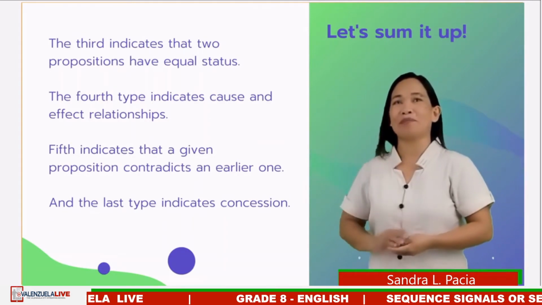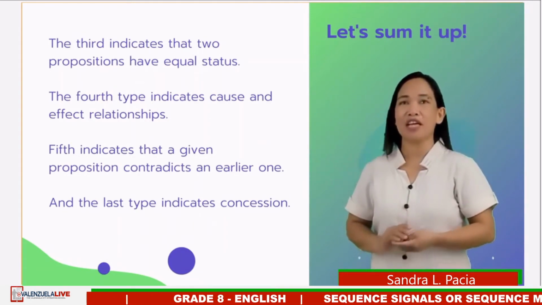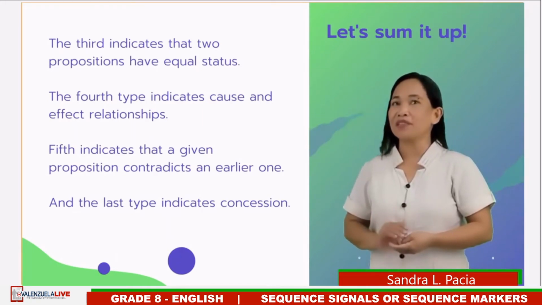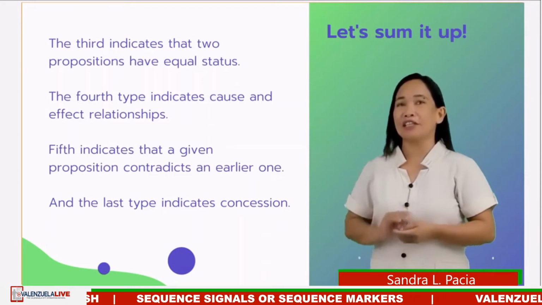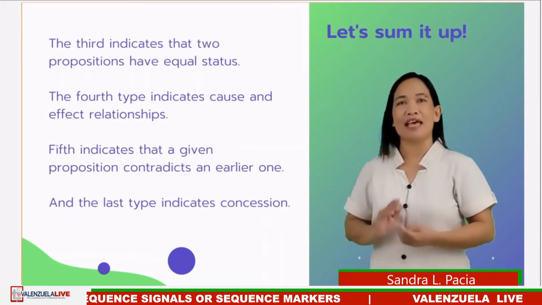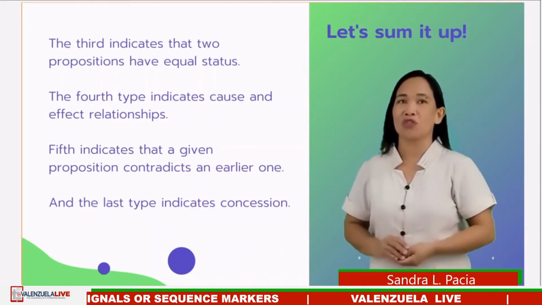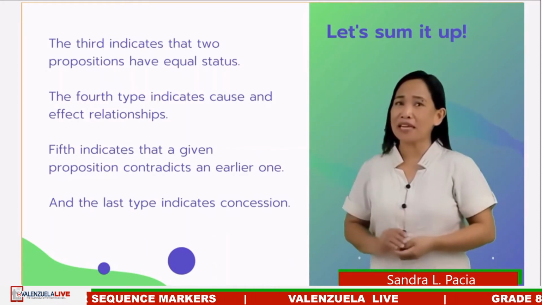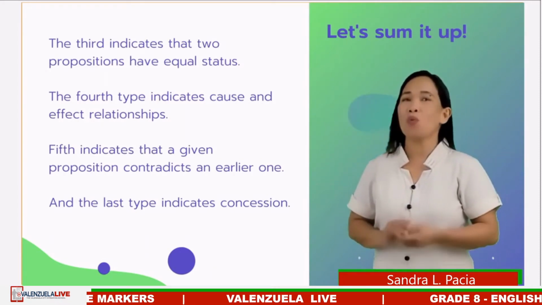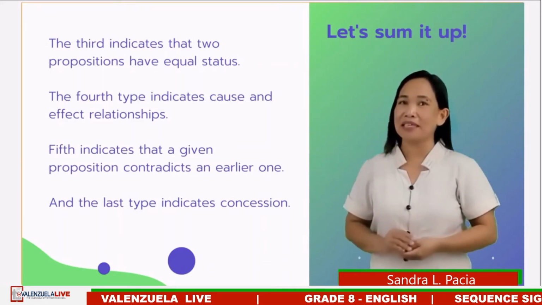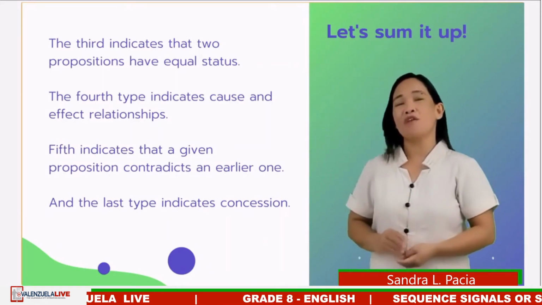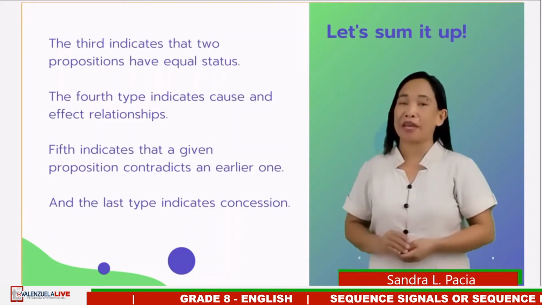The fourth type indicates cause and effect relationships. Fifth indicates that a given proposition contradicts an earlier one. And the last type indicates concession. Let us find out if you really understand what transpired in our lesson today. Let us have Ma'am Celine give you the instructions for the activity that she prepared for you.